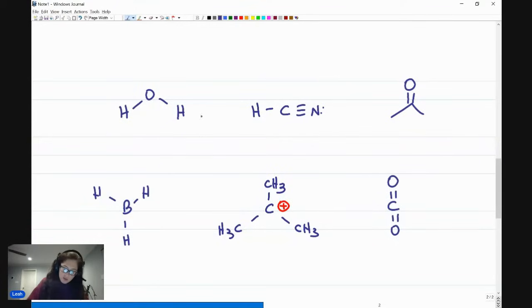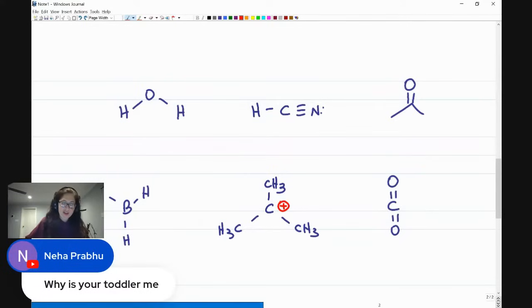So the bond angle will typically go around that central atom. So for example, with water, there is the long way and short way to do this.